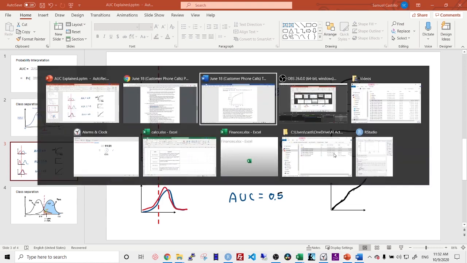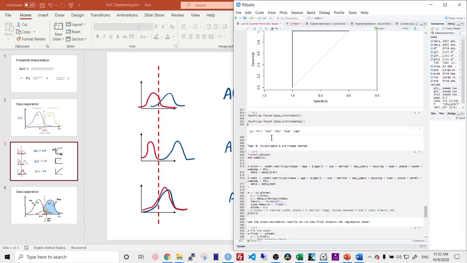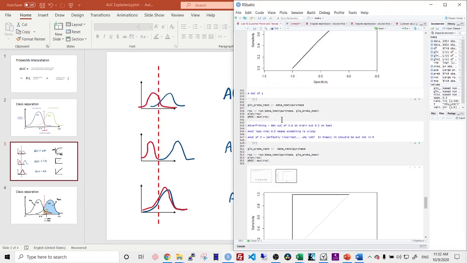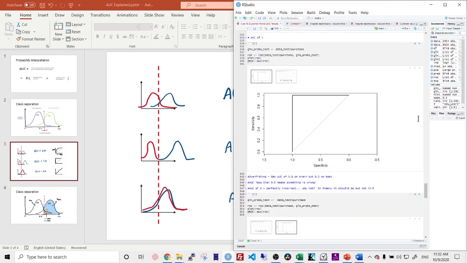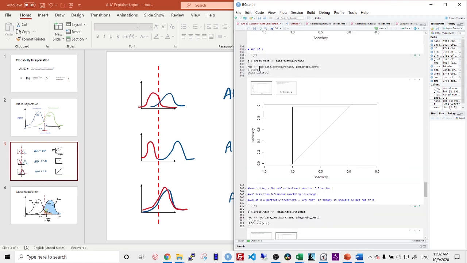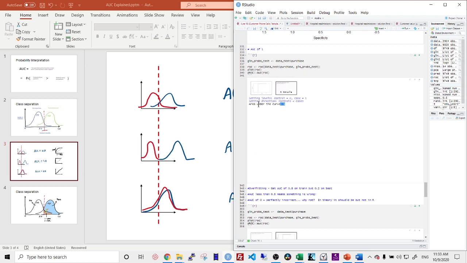You can create this in R for yourself if you are interested. The way to do this is quite simple. You simply set your test predictions equal to the actual values of the label, and then you just run the graph. You just set your predicted probabilities equal to the actual labels in the data. And then you can see here that this graph is a perfect right angle and the AUC is equal to 1.